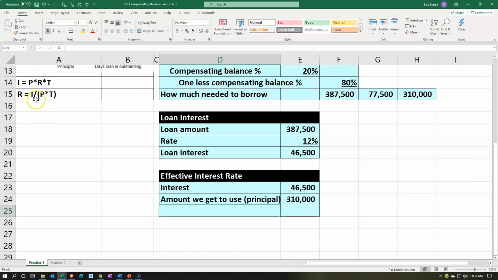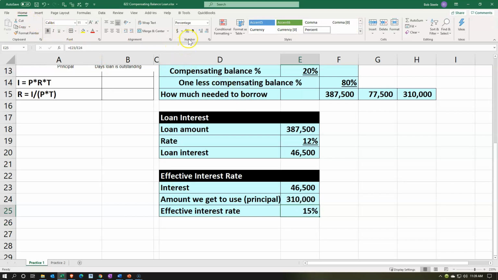So we're taking interest divided by the principal now. This principal is a tricky term. We're using the amount we get to use instead of the full loan amount, because part of it we don't get to use, times the time, which is just 1. So we don't have to worry about that. Then this is going to be the effective interest rate, which is equal to the 46.5 divided by the 310. Let's go ahead and percentify this. Home tab, numbers, percentify it. Let's add some decimals just in case. We don't need to, but just in case, I'm going to underline here, home tab, font group, and underline.